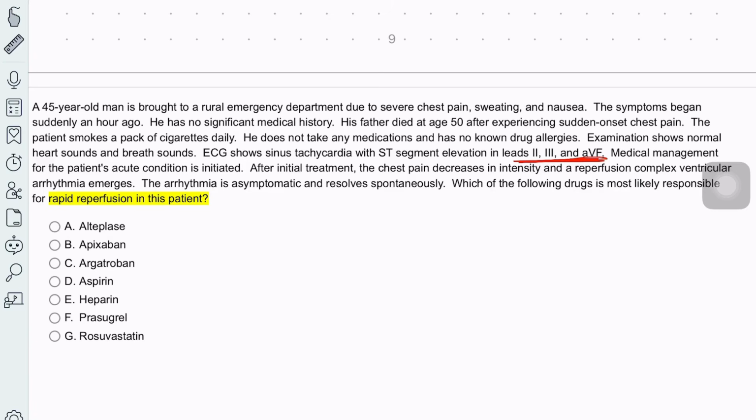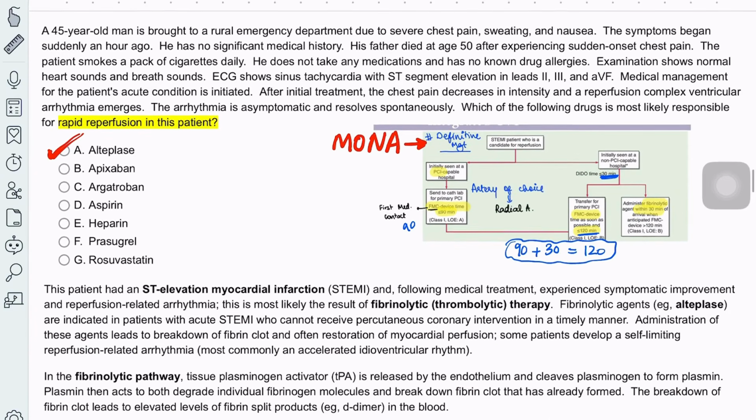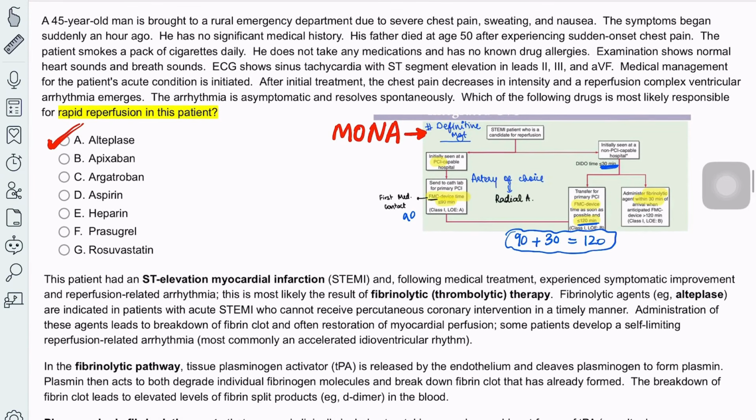Which of the following drugs is most likely responsible for rapid reperfusion in this patient? Options are Alteplase, Apixaban, Argatroban, Aspirin, Heparin, Prasugrel and Rosuvastatin. So the answer is Alteplase. So this is a case of MI. So let's look at the management of MI.